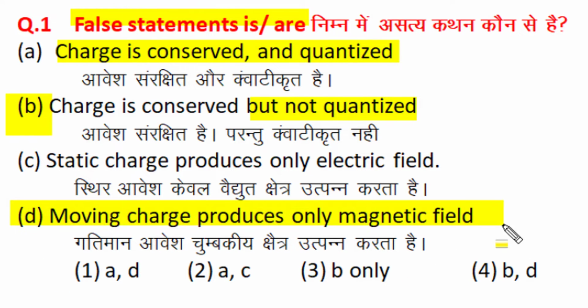That's again a wrong statement, as a charge produces an electric field whether it is stationary or in motion, and moving charge is equivalent to current, so that also produces a magnetic field. So moving charge produces both electric field and magnetic field, whereas the statement says that it produces only magnetic field. So it's a wrong statement. So B and D both are wrong. So here choice 4 is the right choice.